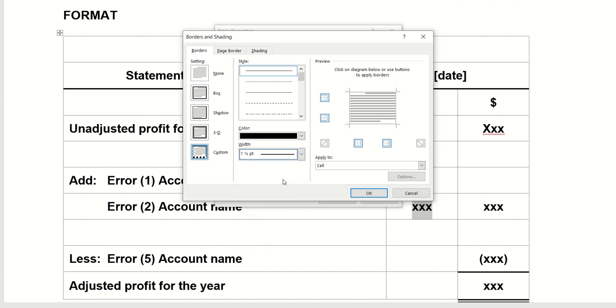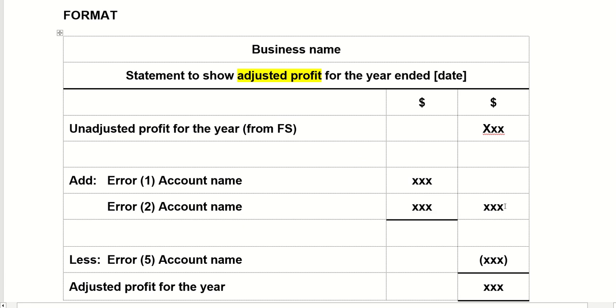Okay, so I will draw a line right over here, right? And then the totals will be recorded here. First you list all the errors that affect the profit, then you list them out one by one.